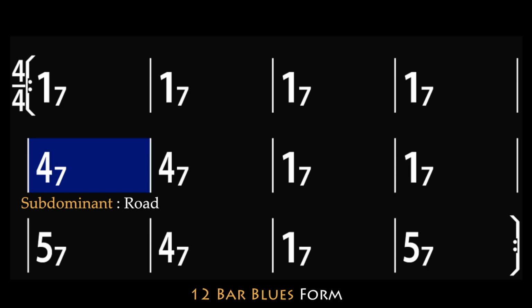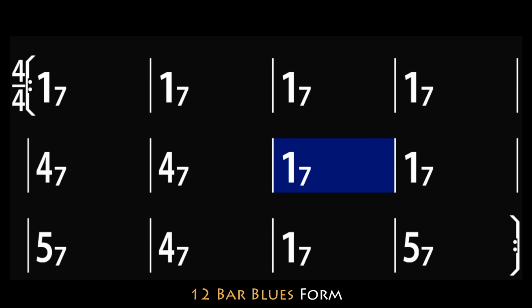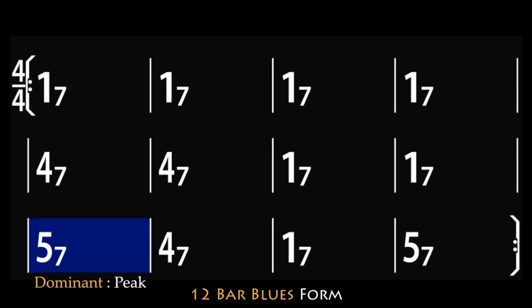On the second row, we start with the 4th degree, so the 4/7 chord. Subdominant we can say. But on the 7th bar we want to remember our home again and return back to the 1 chord, 1/7, and we enter the 3rd row with the peak chord, namely the dominant chord, 5/7.